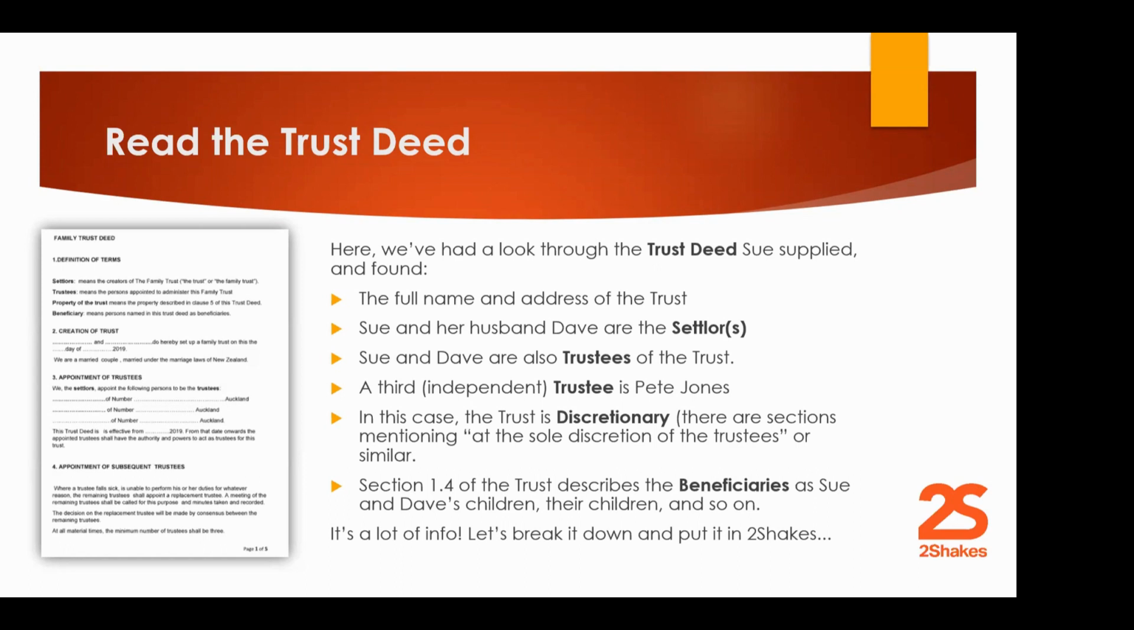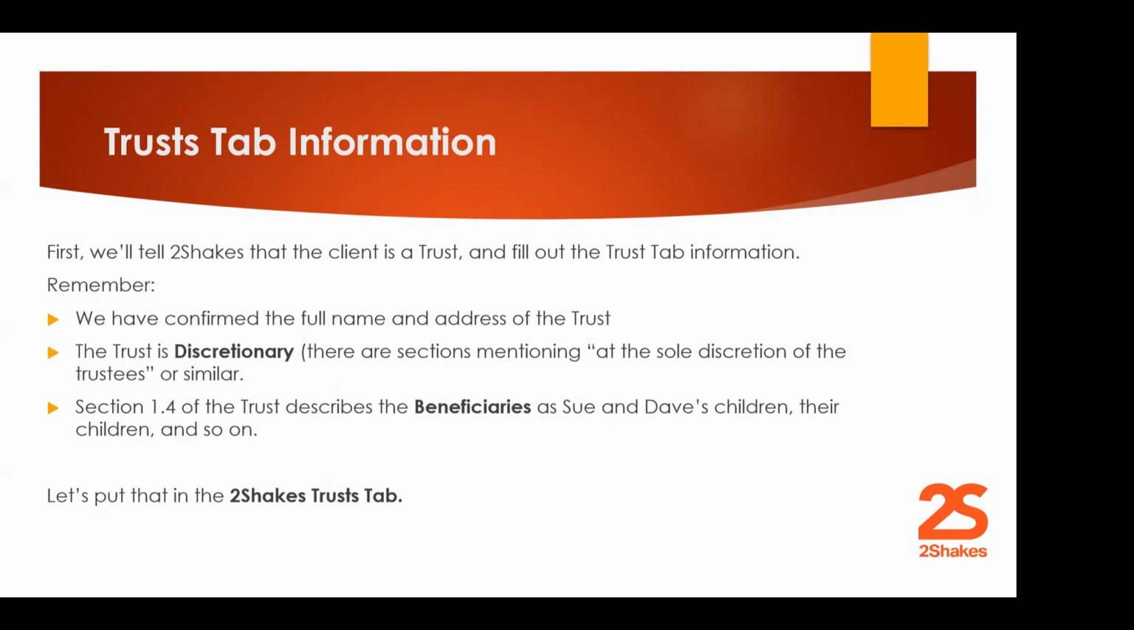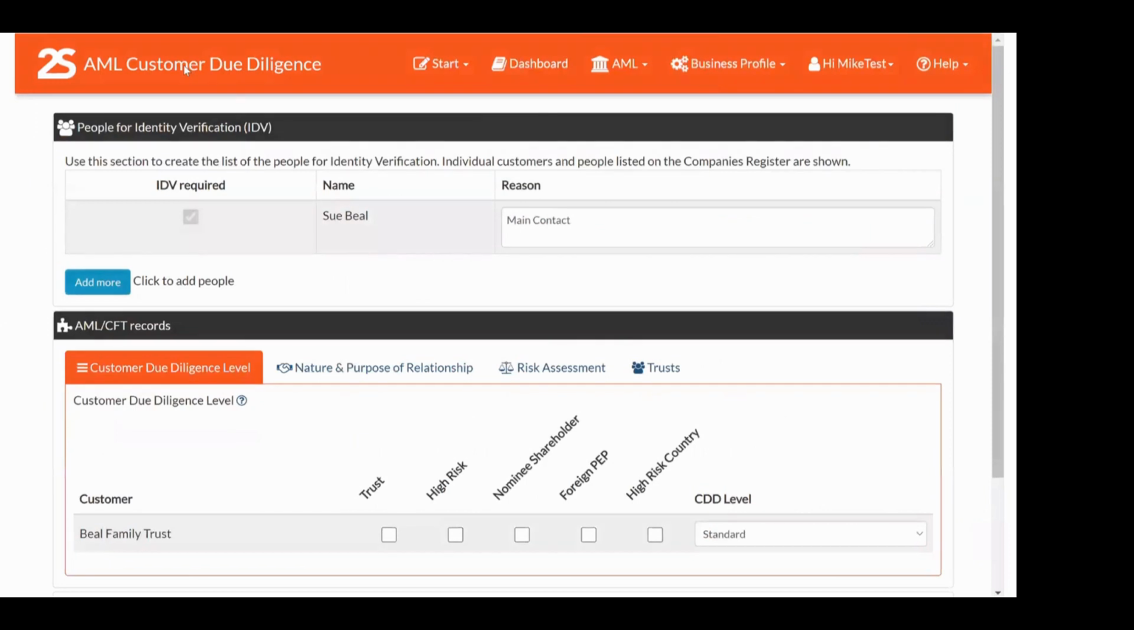And this is why you need the trust deed each time you're taking on a trust, because unlike a company, every trust is different. The way that they write the trust deed, the things that it can do, it's pretty much always different. So you need to look through that trust deed, look for the settlors, look for the trustees, find out the type it is, find out the beneficiary description, and just make sure that the name and address are correct. So we have a trust tab in 2Shakes, and in there, we're going to confirm the name and address. We're going to tell 2Shakes it's a discretionary trust, and we're going to fill in the beneficiaries. So let's have a look at that now.